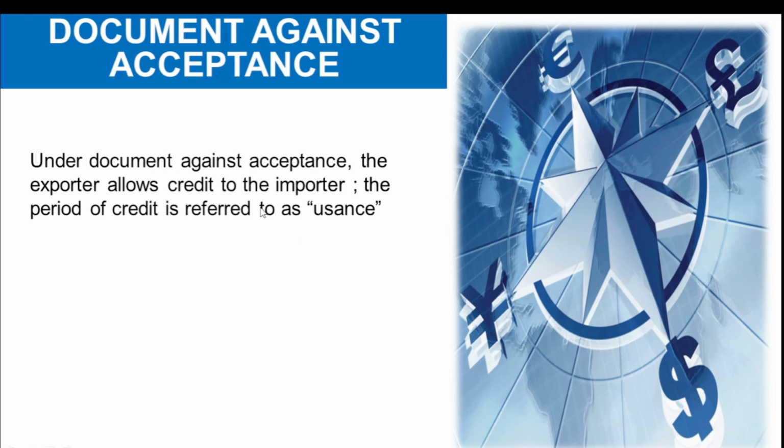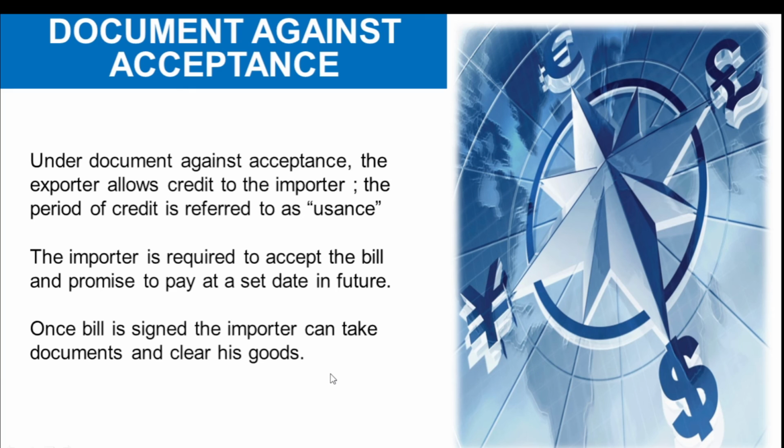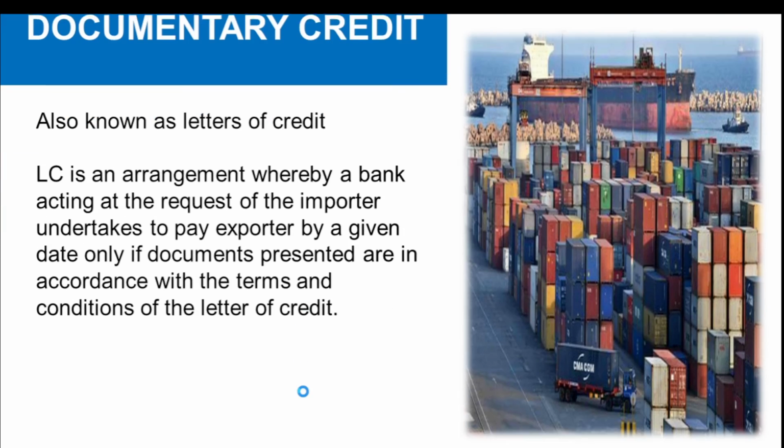Under document against acceptance, the exporter allows credit to the importer. So a credit period is given. The period of credit is referred to as usance or usance period. The importer is required to accept the bill. The importer will be signing the acceptance of the bill, saying that I have accepted. I want the documents to release my goods, but I will be making payment after certain days. So he is making a promise to pay at a certain date in future. Once the bill is signed by the importer, he can take the documents and clear his goods. So this is how documentary collection method is working.